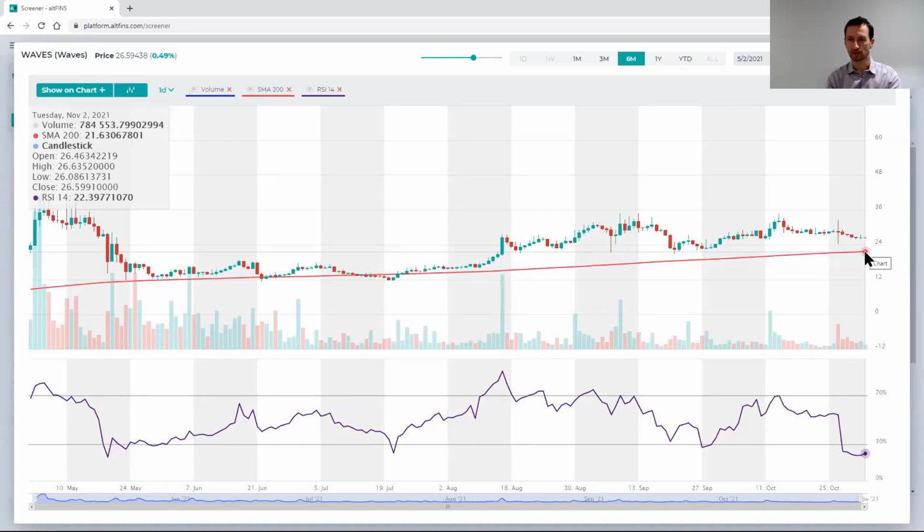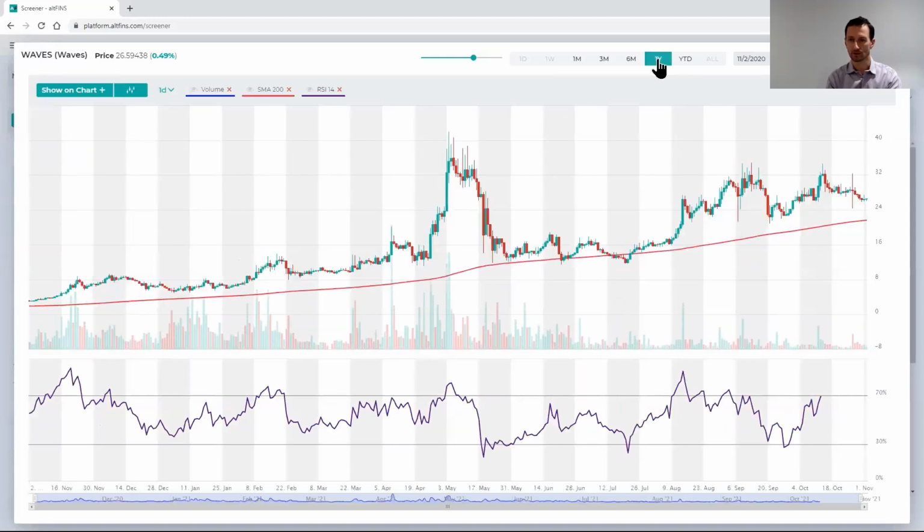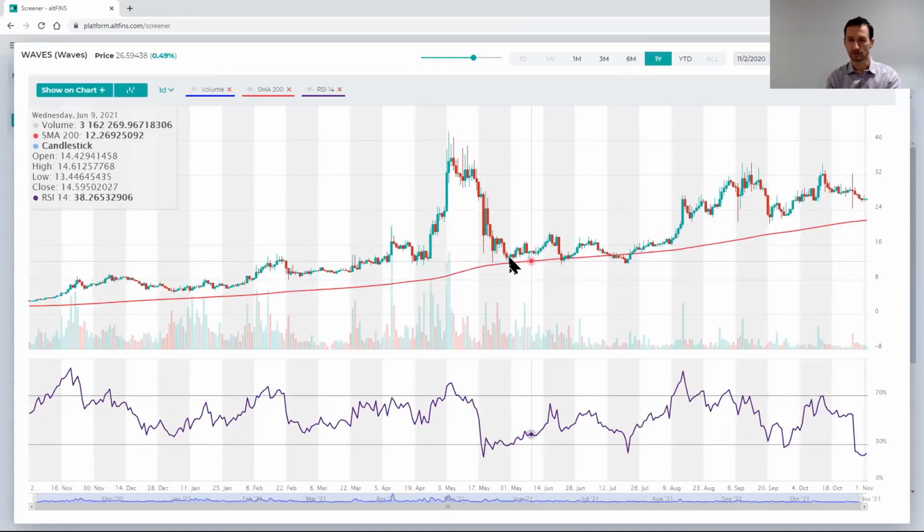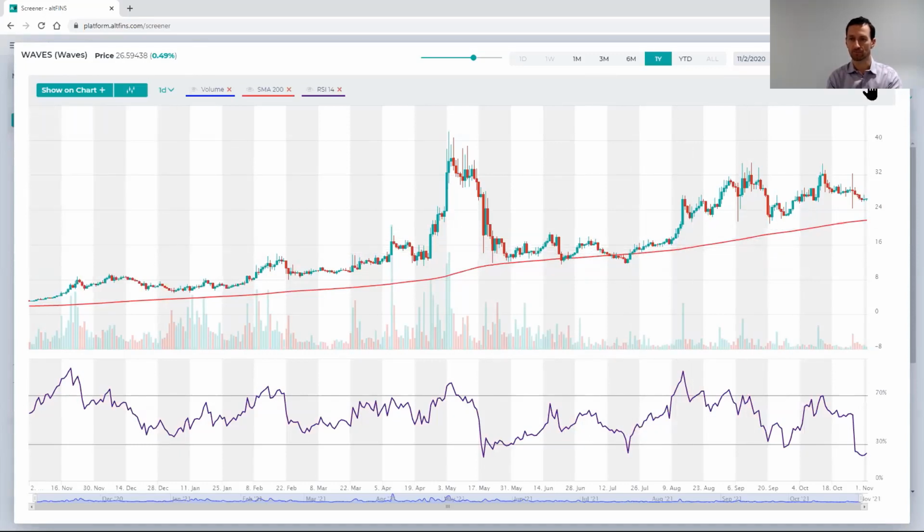a dynamic support level. Oftentimes, if you look at the big picture here, it touched here, the 200-day moving average, and bounced up. It touched it here, violated it a little bit, and bounced back up here as well. So the 200-day moving average is also an often used support level, or resistance if we're below it. And so we're close to that.